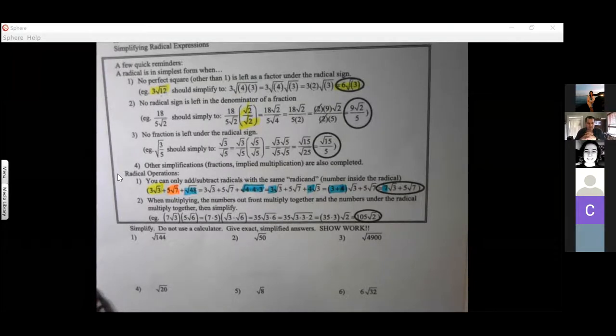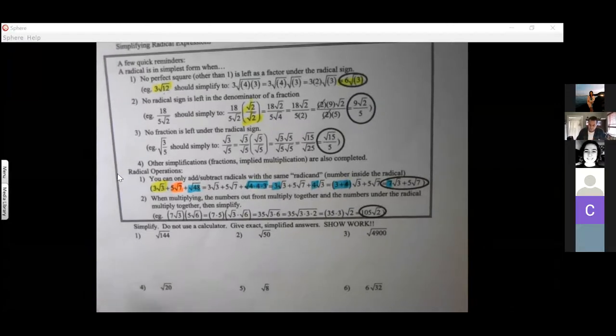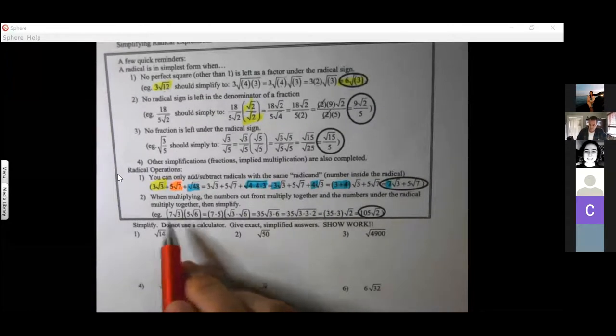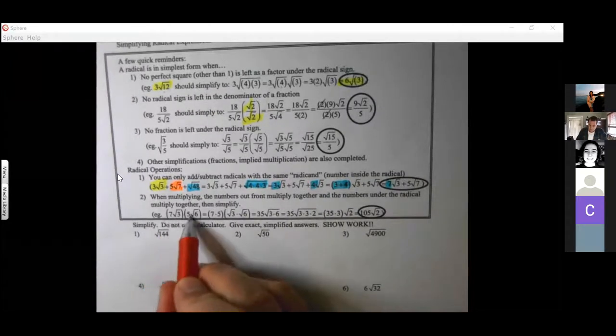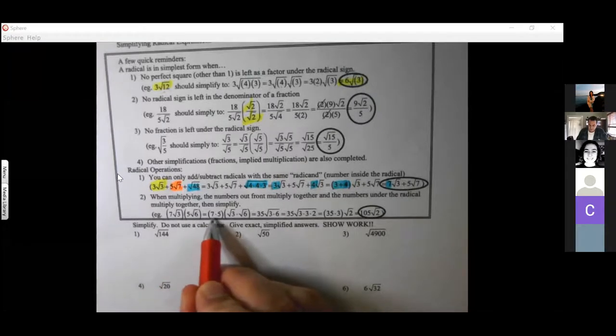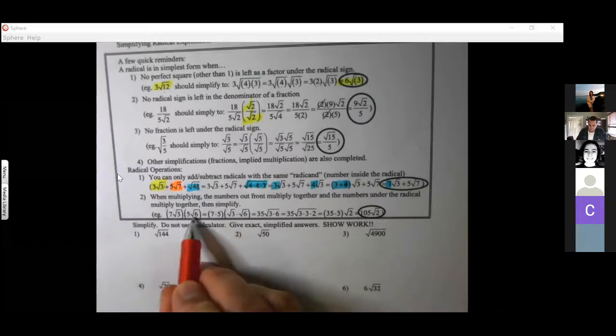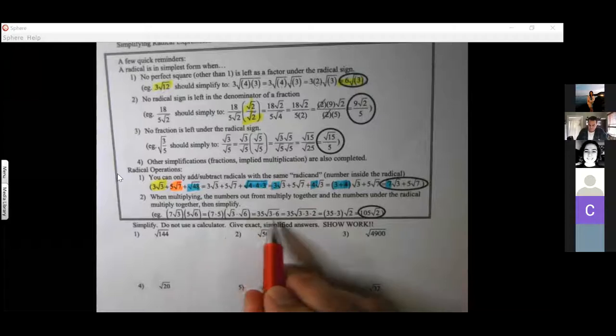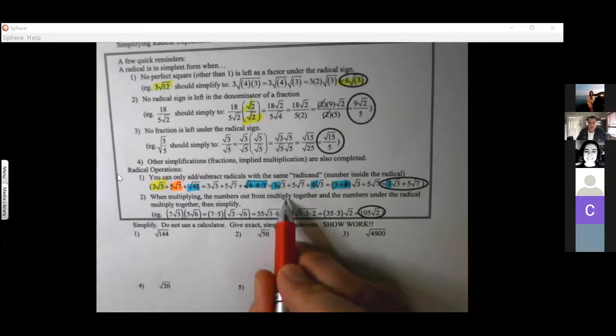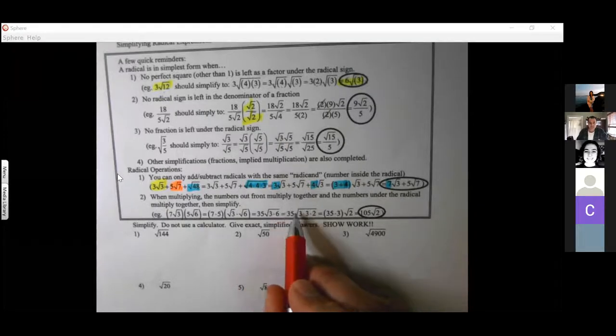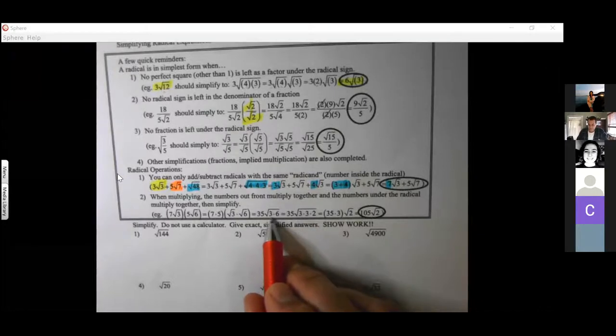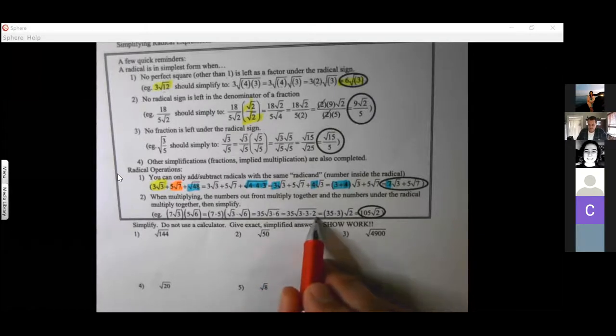The other thing we do with them often is we multiply radicals, radical expressions, and when we do that, the numbers on the outside, like the 7 and the 5, get to multiply together. And the numbers on the inside, like the 3 and the 6, also get to multiply together. However, when I get this 3 times 6, instead of multiplying it up to 18, only to then factor it down to see how it simplifies, I just leave it at this level and change the 6 into 3 and 2, and then simplify.